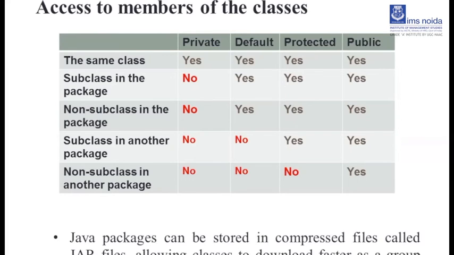So here there is a table which describes the visibility. In the same class, private, default, protected, public, all are visible, means all can access every variable in the same class. Next point is subclass in the package. If there is a subclass in the package, can we access a private variable in the subclass? No, we cannot. Default, protected and public variables we can access in the subclass. Okay. Next is non-subclass in the package. Can we access private? No. If anything is private, we cannot access. Default, yes, we can access. Protected, yes, we can access. Public, yes, we can access.